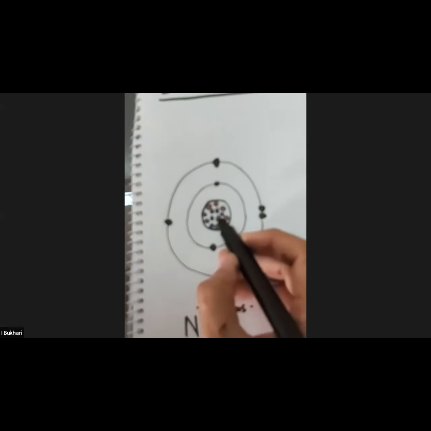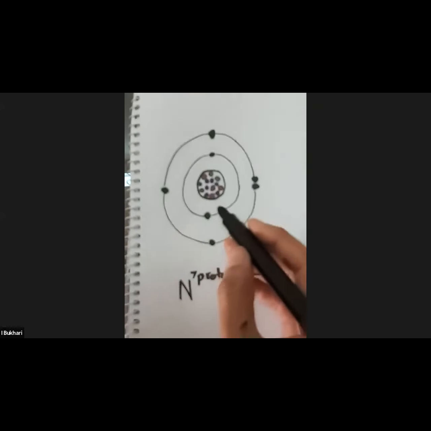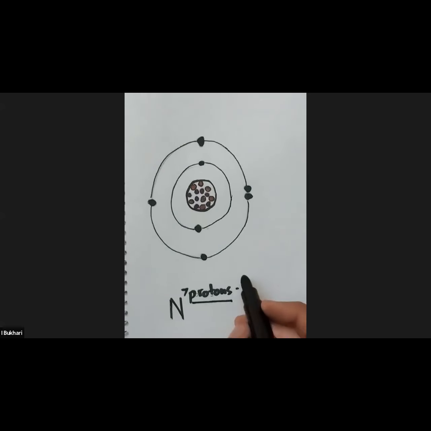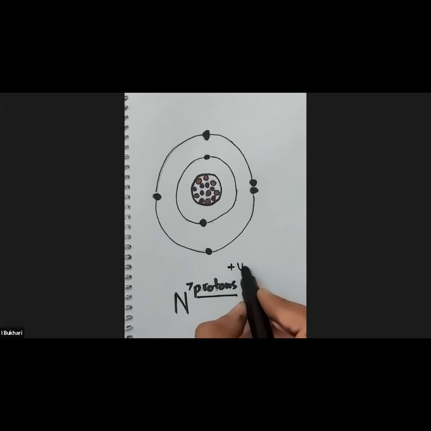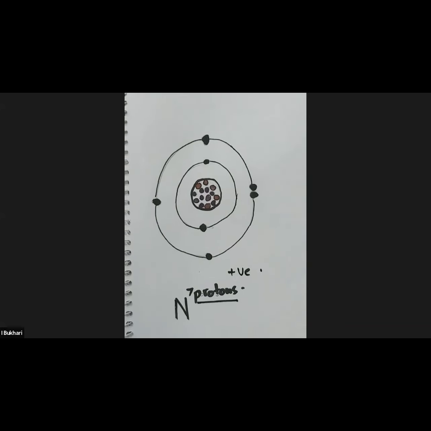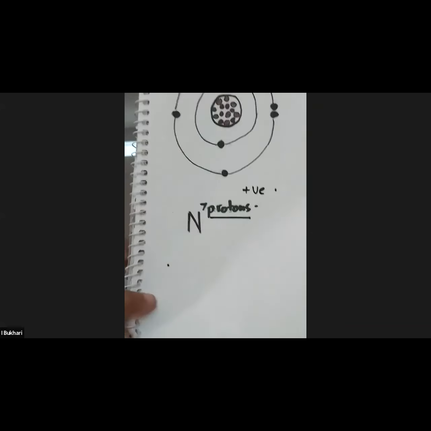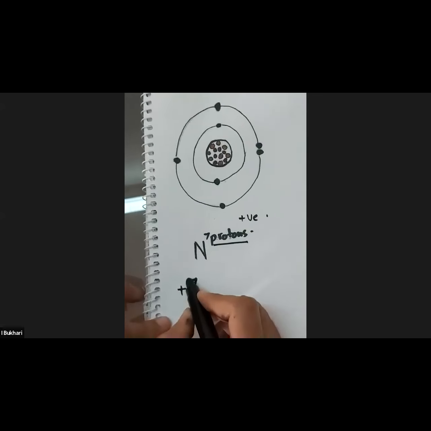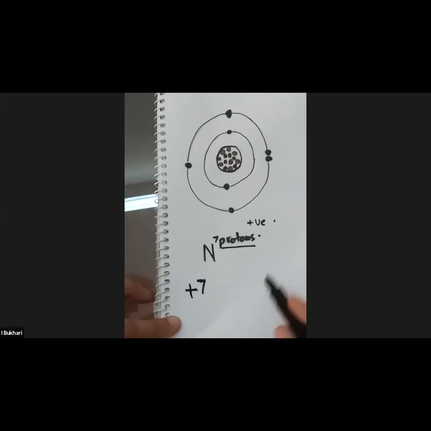Okay, so these red dots within the nucleus are protons. If it has 7 protons, and I just mentioned that protons are positively charged, right? So we have 7 positive charges, okay?